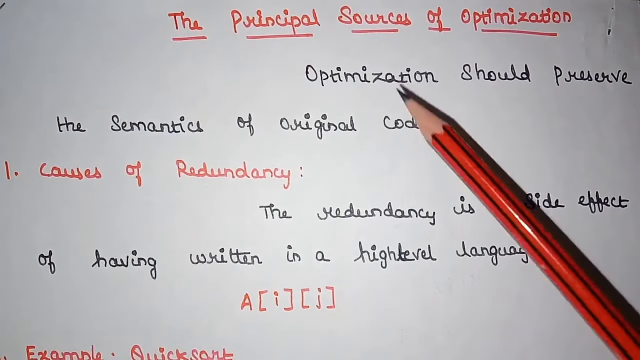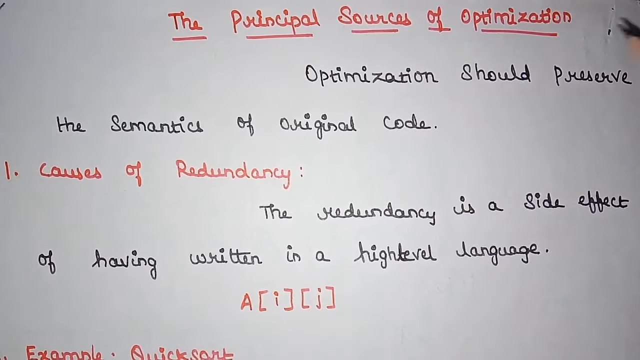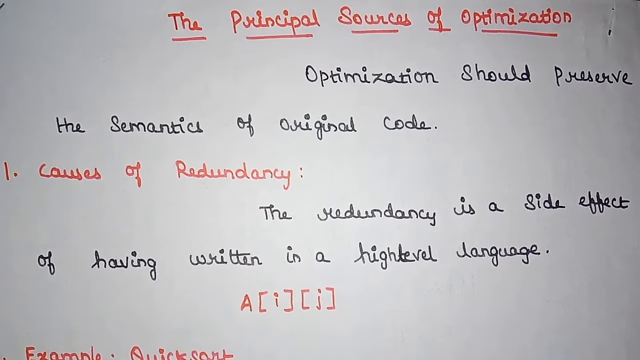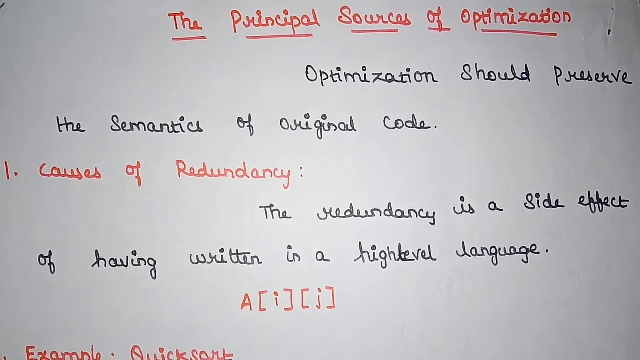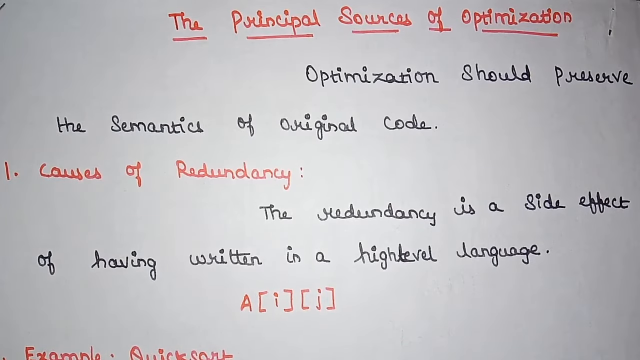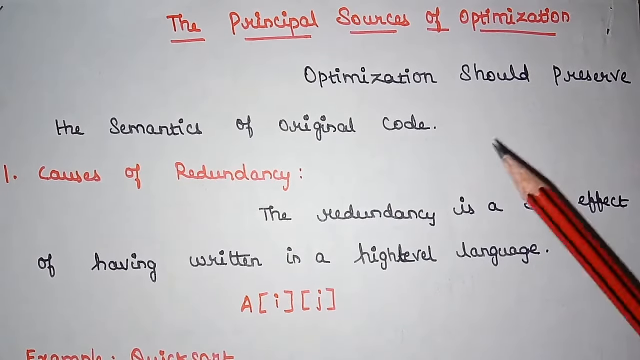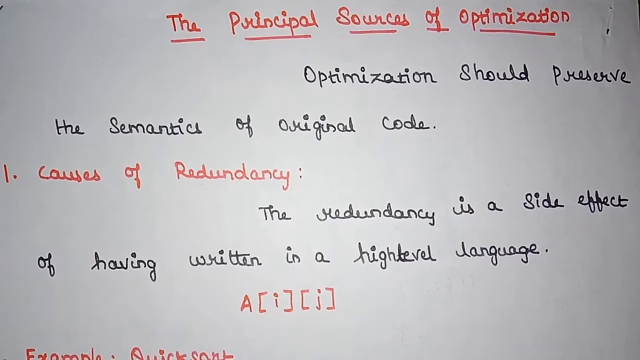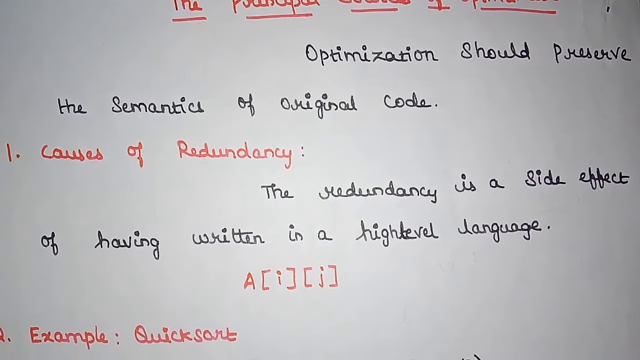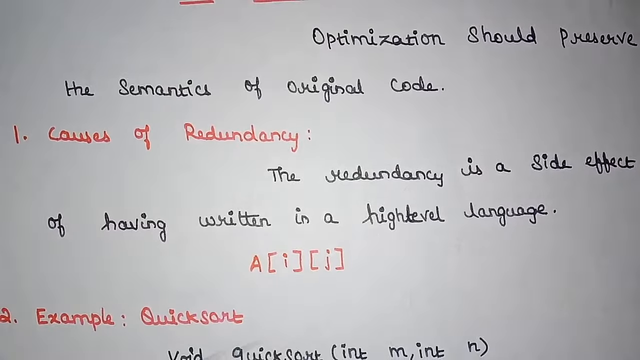Now we'll start our discussion with the principal sources of optimization. We know the compiler optimization should preserve the semantics of the original program. That is, the meaning of the original program should not be changed even after optimization. That is a very important property when we go for optimization. And here we are going to discuss the principal sources of optimization, starting with redundancy, that is, the causes of redundancy.